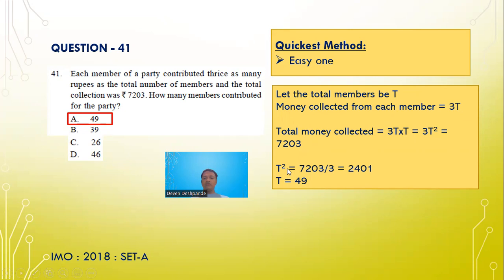And so if T square is 2401, what is T? T is square root of 2401. What is square root of 2401? It is 49. 49 square is 2401. So how many members contributed? They contributed 49. So number of members which contributed is 49.